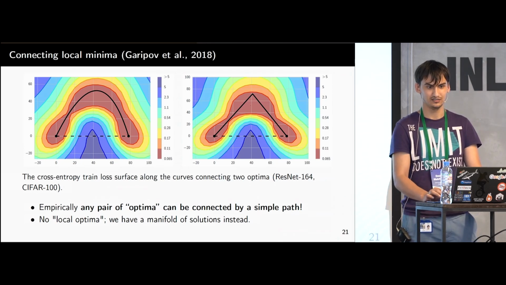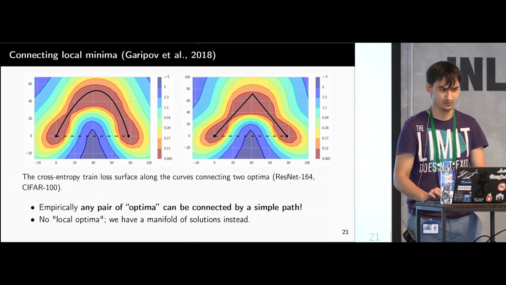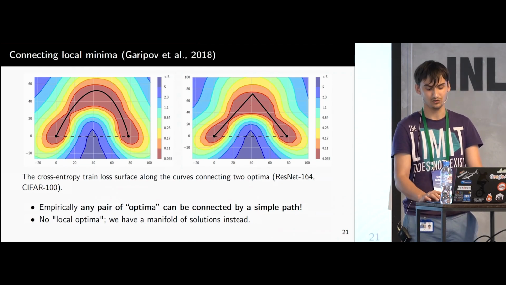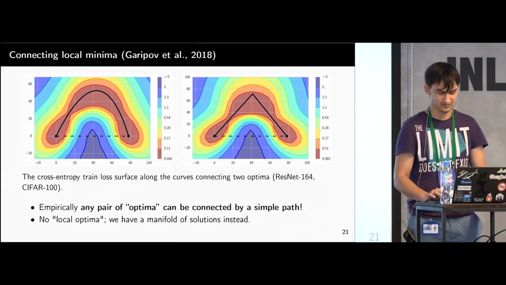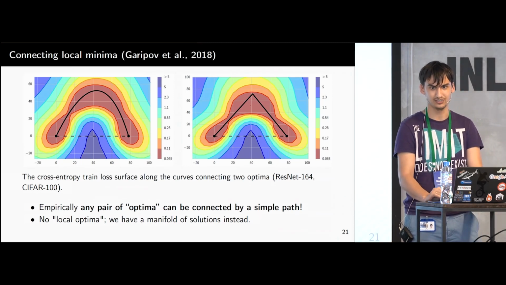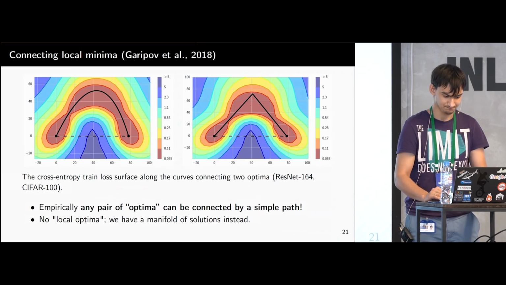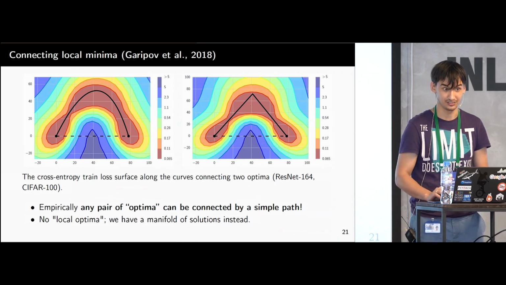So this loss function actually does not look like a set of disjoint local optima. Instead, it looks like some kind of sponge where each point on the sponge is a local optimum, a point with a very low training loss. And all these points are connected.